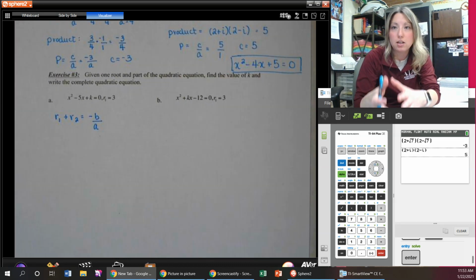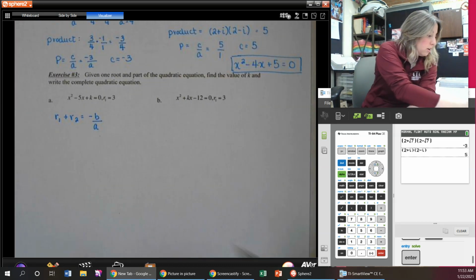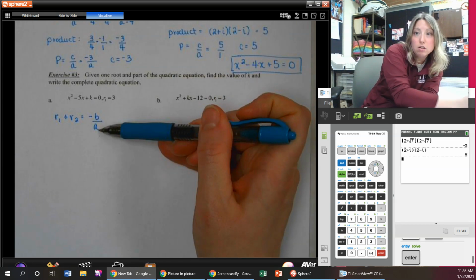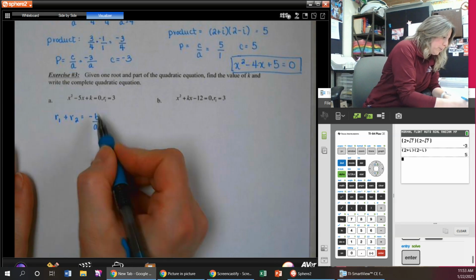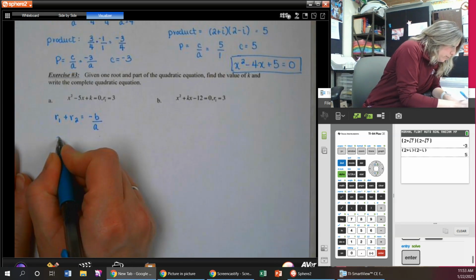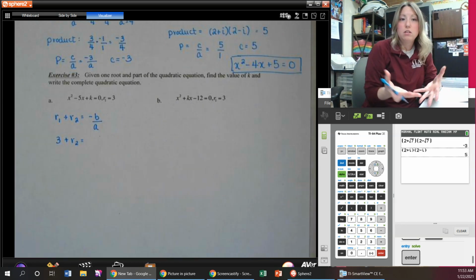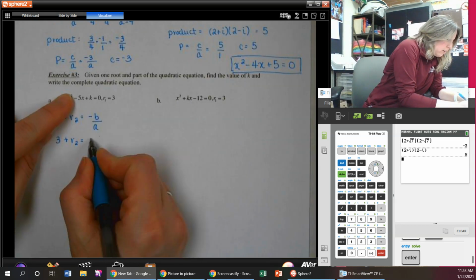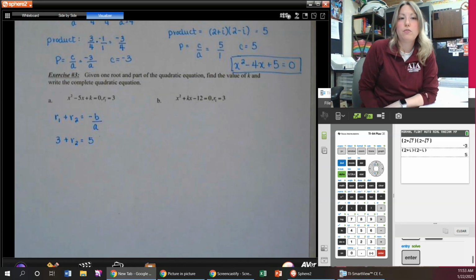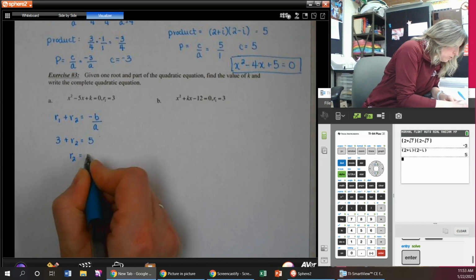So let's plug in all the pieces we know. By the way, if a is 1, do I have to sub it in down here? No, I know that that's a 1 there, so I just use the opposite sign here. So I know 3 plus R2, right? This is the other root, needs to equal the negative of negative 5, or just 5. So what is R2? The second root is 2.